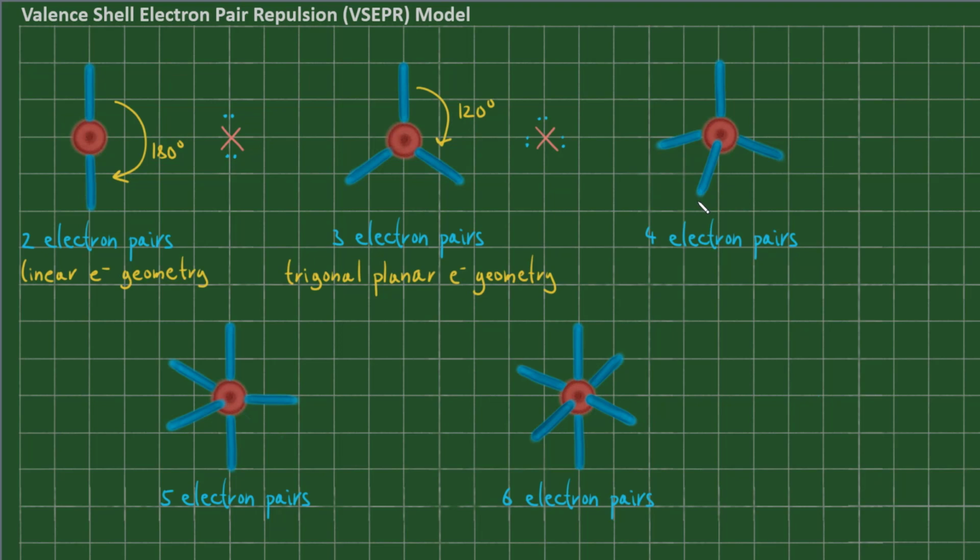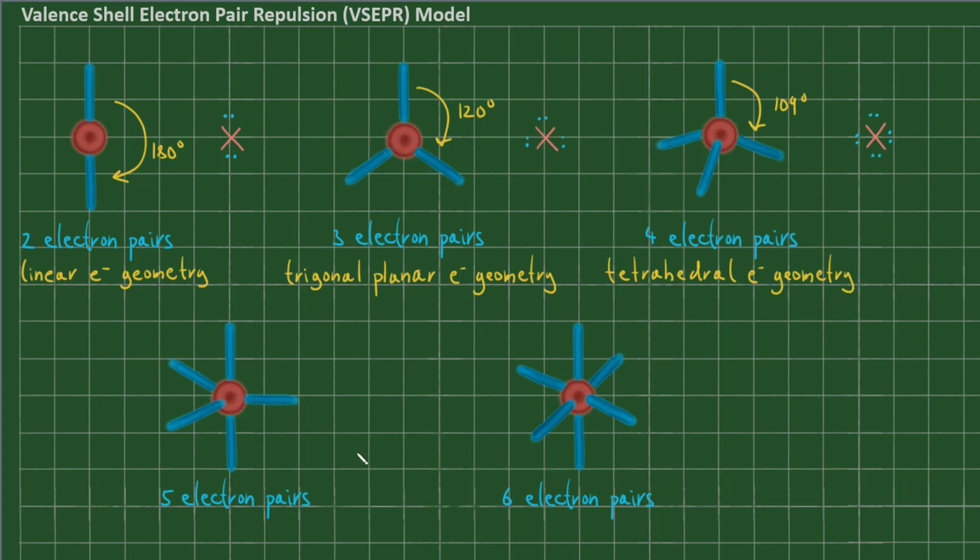The point, though, is that these electron pairs are now about 109 degrees apart. And the geometry that we have ended up with is known as tetrahedral electron geometry. This too can be represented using Lewis dot structures. The X stands for the atom, and I have 4 pairs of electrons arranged around it.